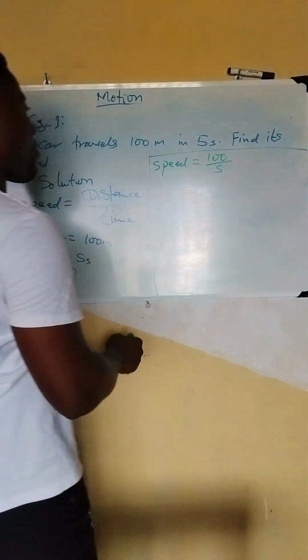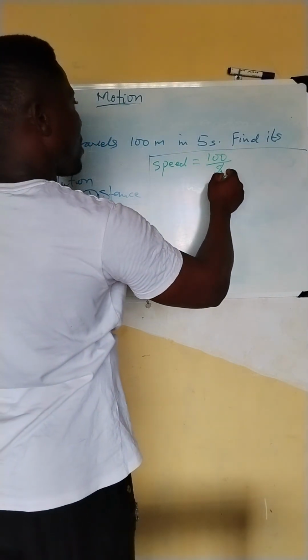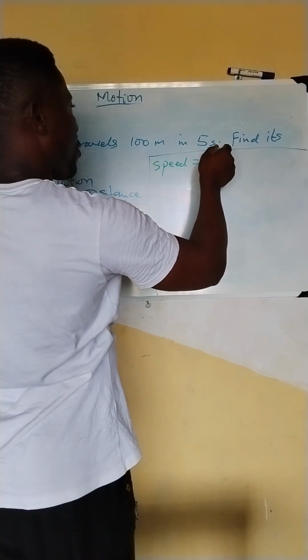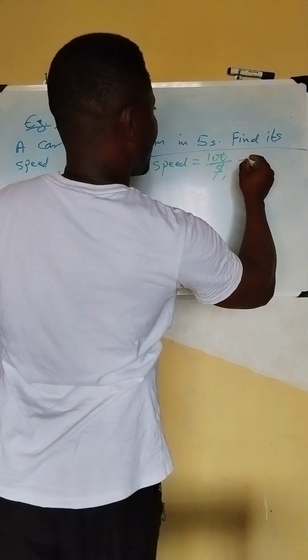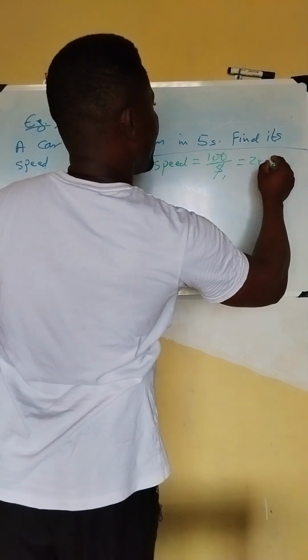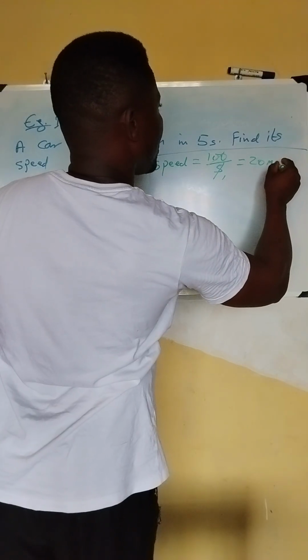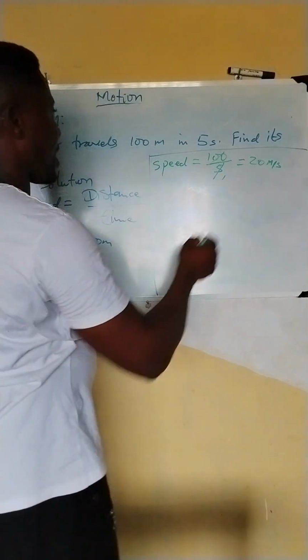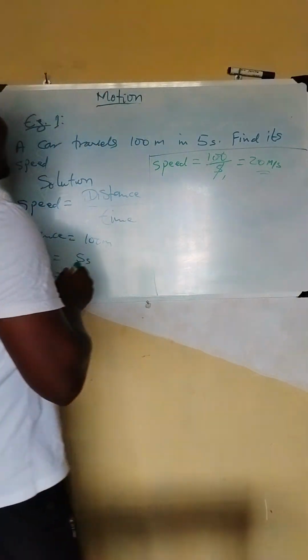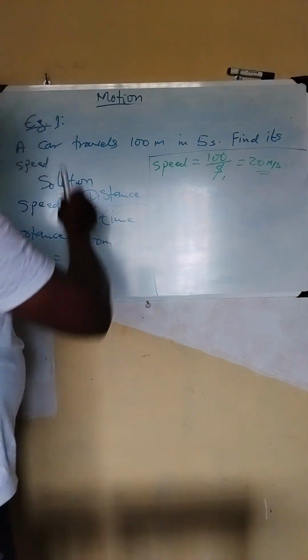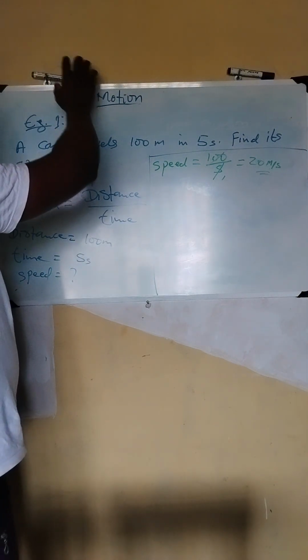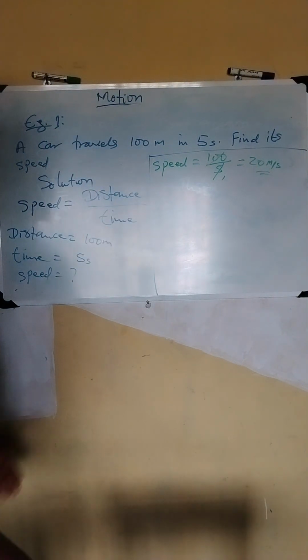Now 5 cancels itself. 5 into 100 is 20 times. That is equal to 20 meters per second. 20 meters per second. Very simple. That is the answer. Look at it again so that you understand better.